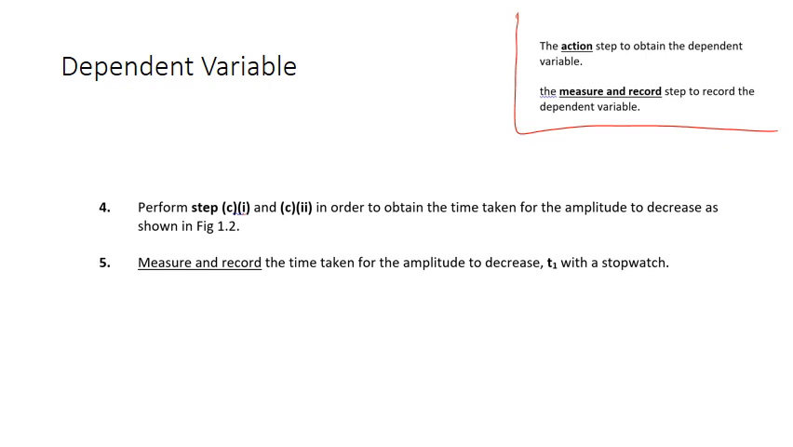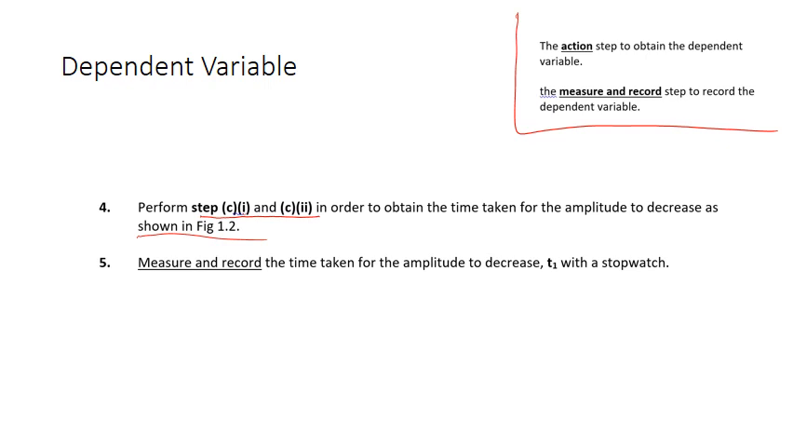Now the next big section is the dependent variable. Same thing as with the independent variable, you need to tell me the action and then measure and record these dependent variables. Okay, so this one is very straightforward. So step 4. Now you notice that I'm going to write perform step C1 and C2 in order to obtain the time taken for the amplitude to decrease as shown in figure 1.2.